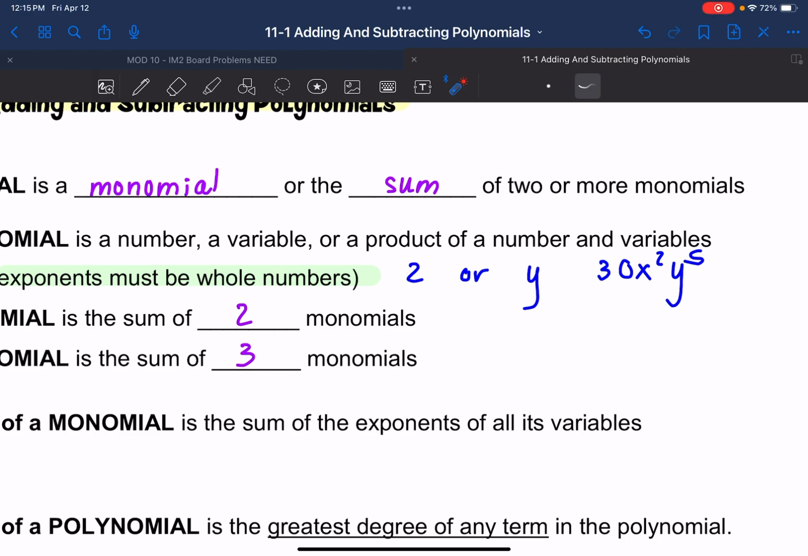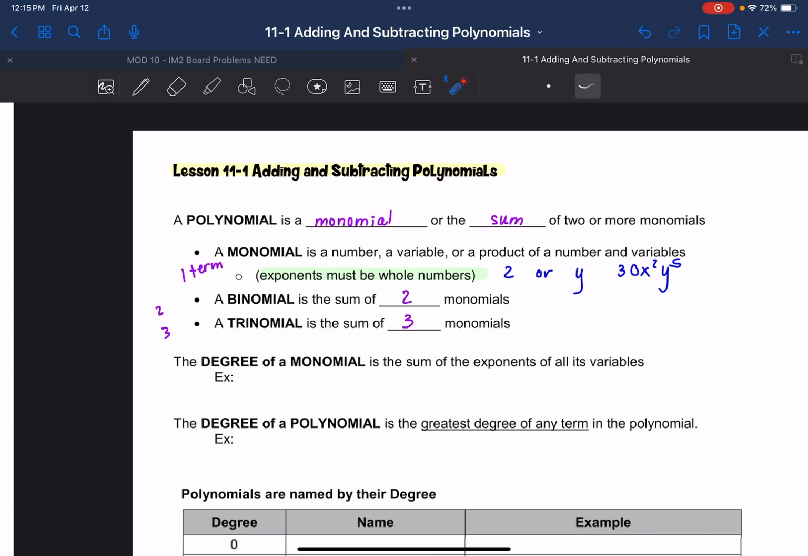What you can't have is negative exponents. I can't have an x to the negative 2, which essentially also can be expressed as division, as we know from last chapter. So this would be an example of something that is not a polynomial or a monomial. We have to have positive exponents only.